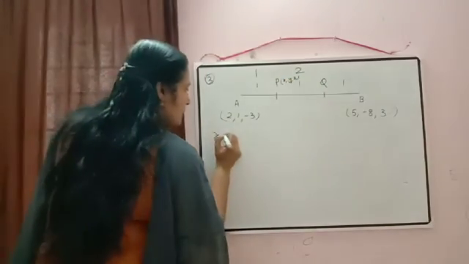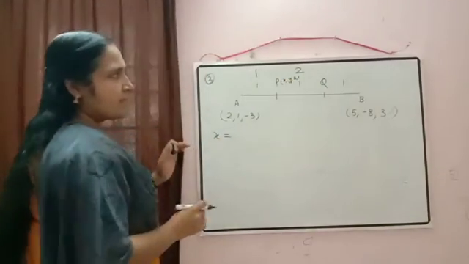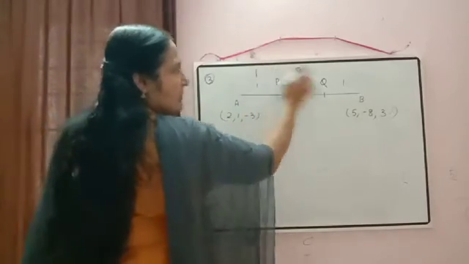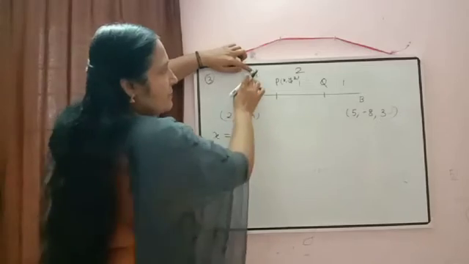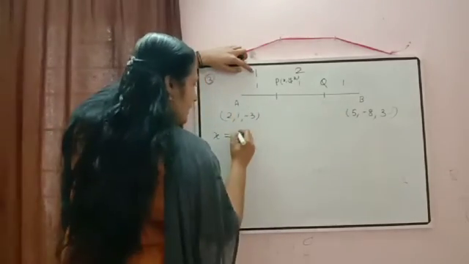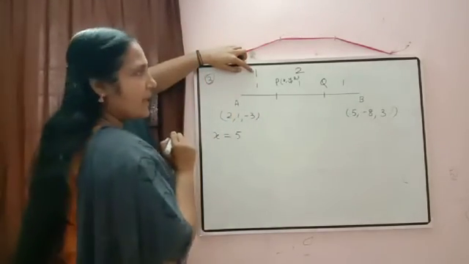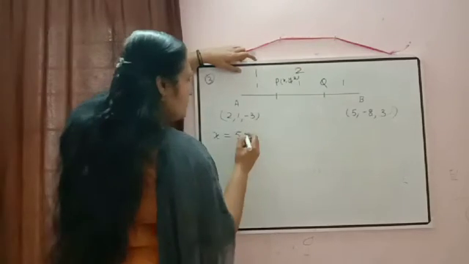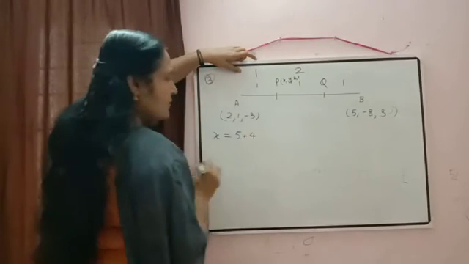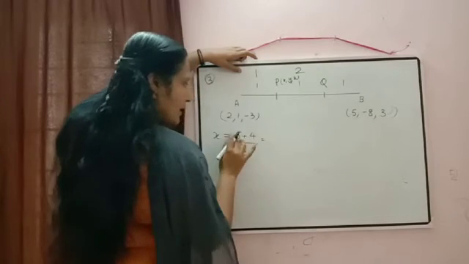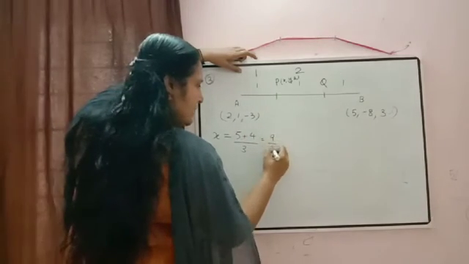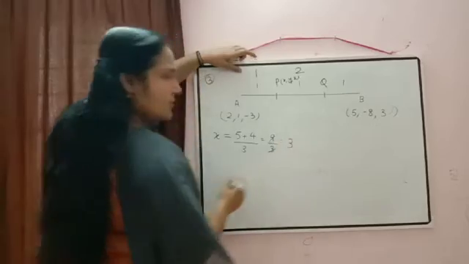Now we can check what will come as the x coordinate of P. The ratio I wrote here so that it will be easy for you to do the multiplication. So first what will come? 1 into 5, that will be equal to 5, plus 2 into 2, 2 into 2 will be equal to 4, by 1 plus 2, 3. 5 plus 4, 9 by 3 will be equal to 3.